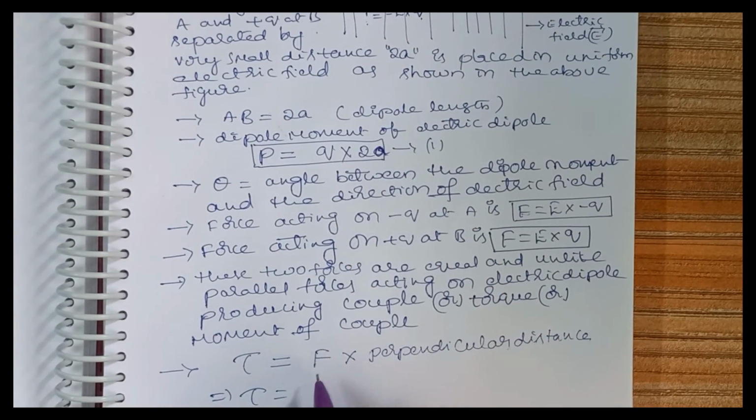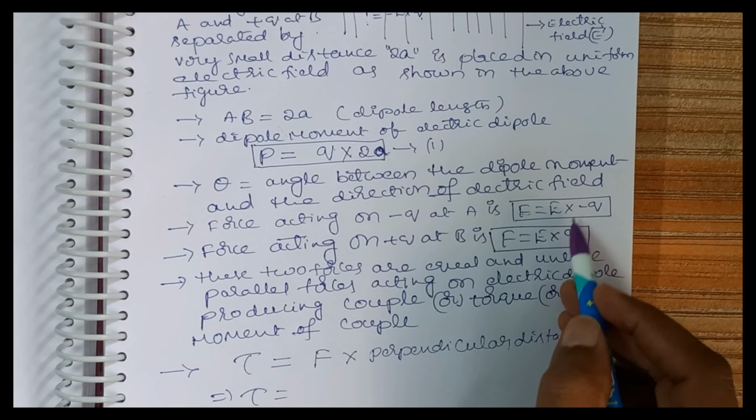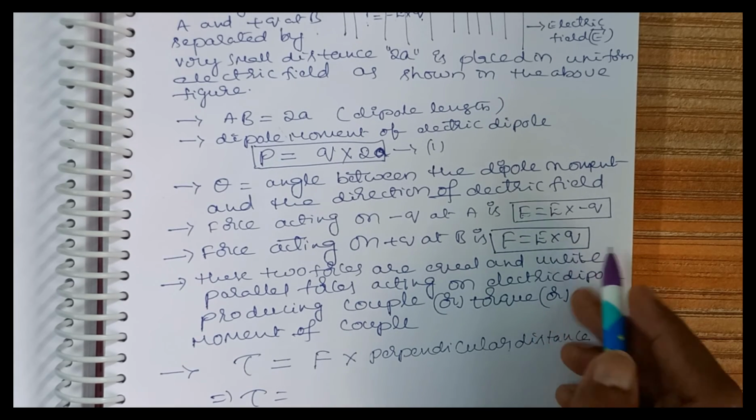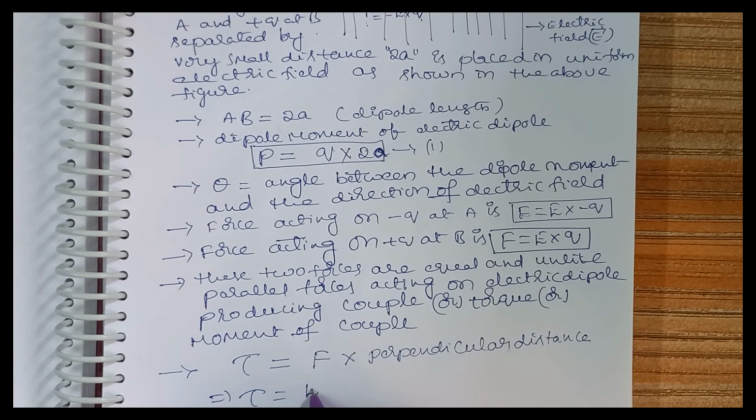So the magnitude of one of the two forces means we take it with a positive sign. Even though it is minus EQ, it is a plus EQ that we take. EQ into perpendicular distance, from the figure, it is AC.